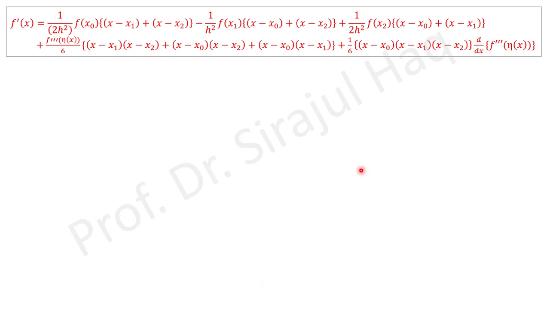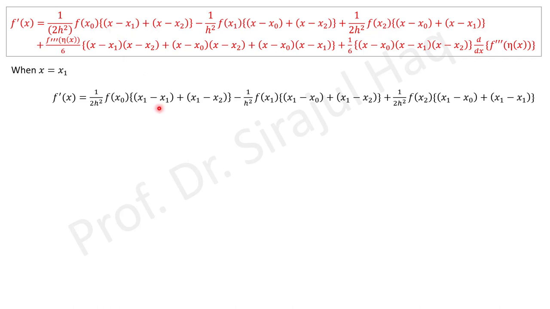Now let's look at x is equal to x1. So I reproduce the term where we have to replace x by x1. So when we replace x by x1, we get x1 minus x1, x1 minus x2, x1 minus x0, x1 minus x2, x1 minus x0, x1 minus x1, plus x1 minus x1, x1 minus x2, which you can see here, x1 minus x0, x1 minus x2, which you can see here, x1 minus x0, x1 minus x1, you can see here. And of course, this becomes 0, x1 minus x1. Now you can simplify it.